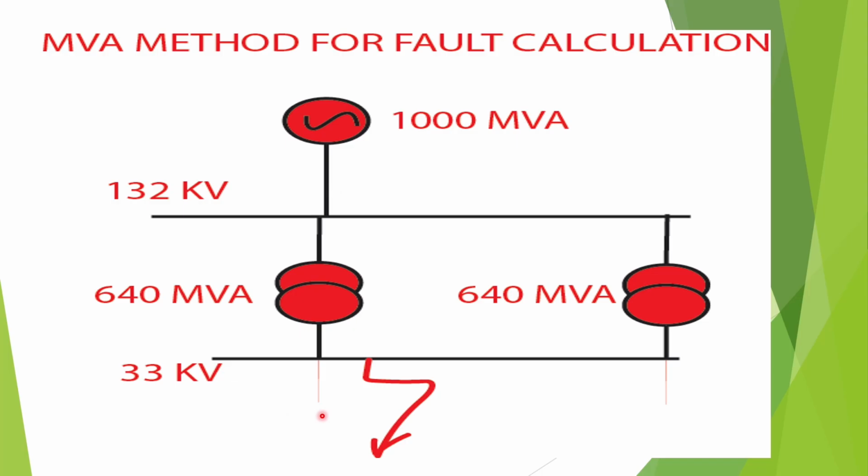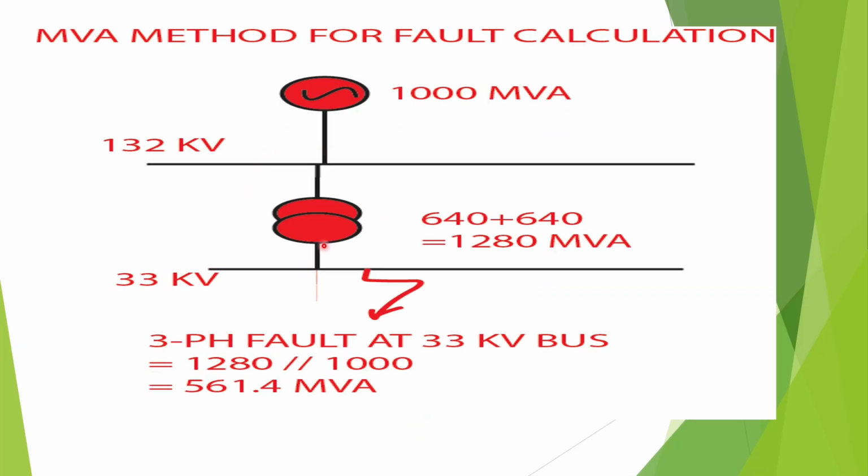Our purpose is to calculate the fault current at the 33 kV bus. Since two transformers are connected in parallel, the fault contributions of units connected in parallel will be added up, a summation of each unit. Here 640 MVA is the fault MVA of each transformer, so the equivalent fault MVA for the two parallel transformers is 640 plus 640, which is equal to 1280 MVA.